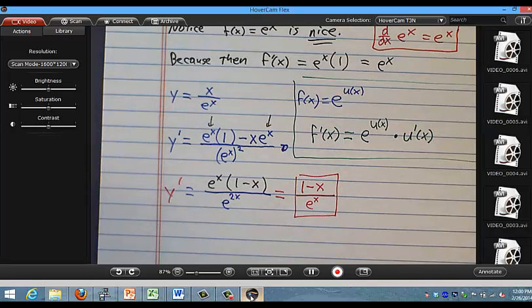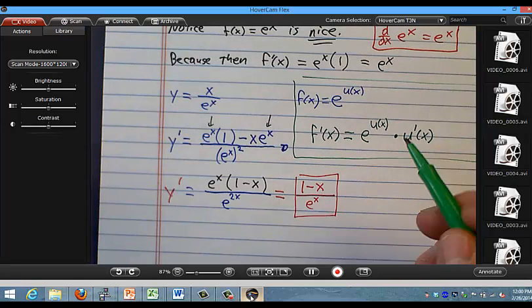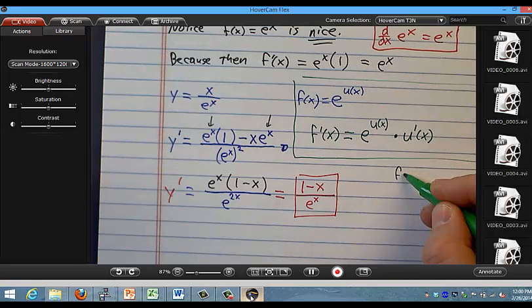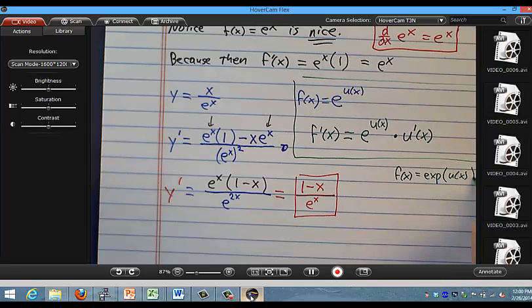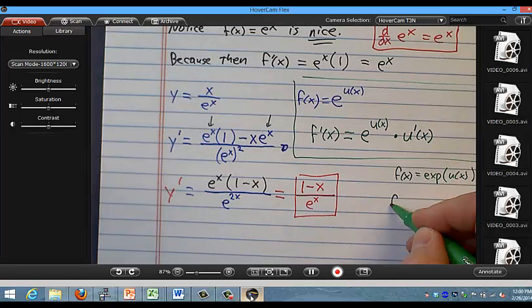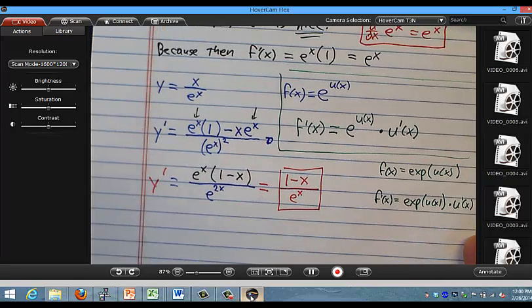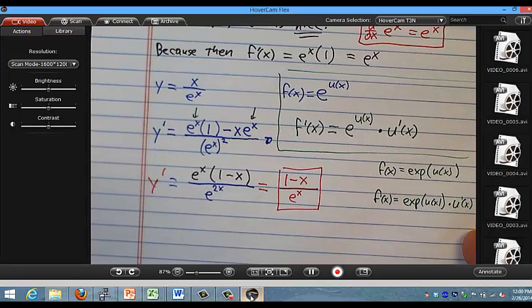By the way, I don't know if any of you will do some computer programming at some point. If you ever do, they don't write it this way. They'll write f of x equals exp of u of x. That's another way to write e to the. And then it's pretty simple to see that f prime of x is exp of u of x, because we know that it's its own derivative, times u prime of x. There's actually an advantage there to doing it that way. You can kind of see that the chain rule makes a little more sense.